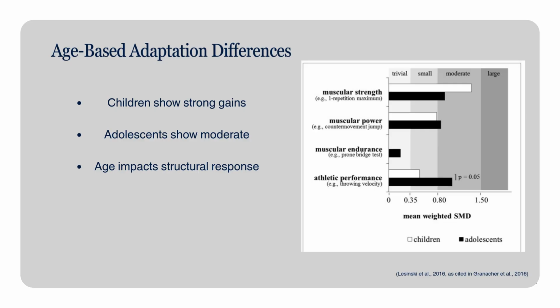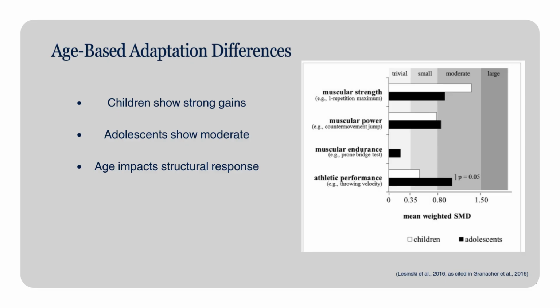Still referencing Granacher of 2016, Figure 3 compares children and adolescents. Here we see on the left side, children show larger relative improvements. Children experience rapid neural adaptations, quicker recruitment efficiency, and strong motor pattern development.